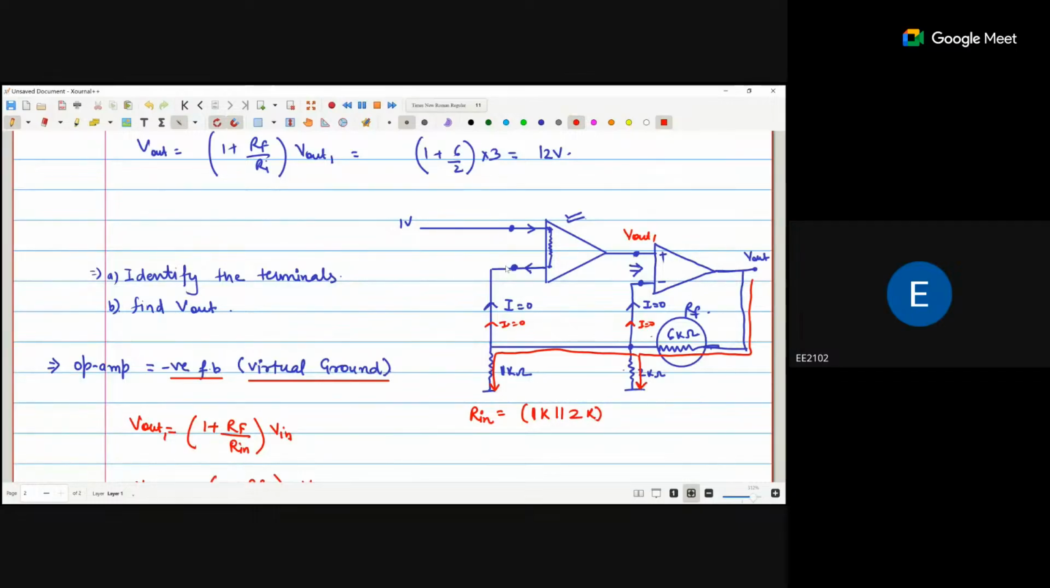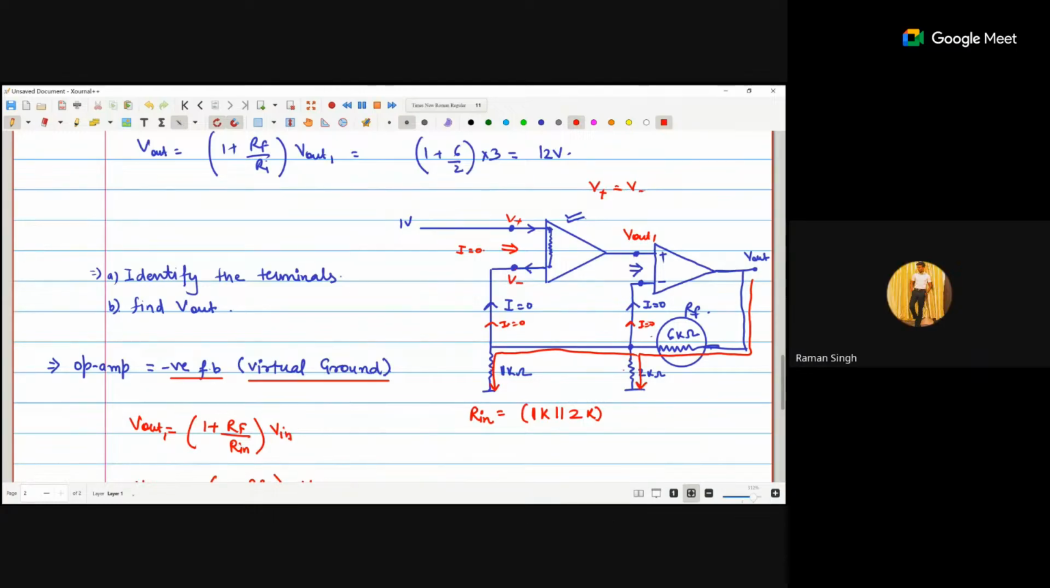Okay, and what the virtual ground concept says is that the potential V plus and the potential at this point V minus are both same. So V plus is equal to V minus. And if V plus is equal to V minus, that means the current going inside this is 0. Clear? Any doubt?